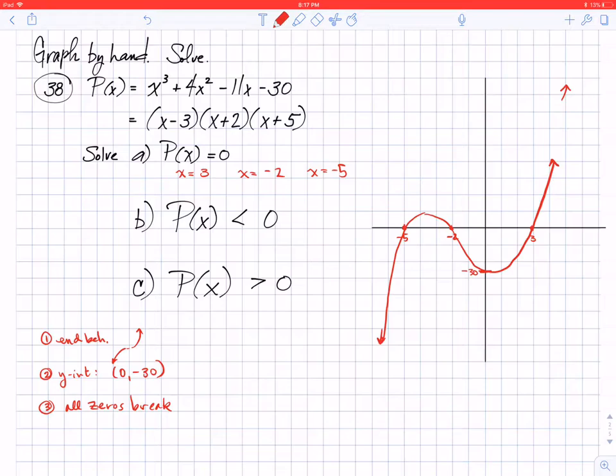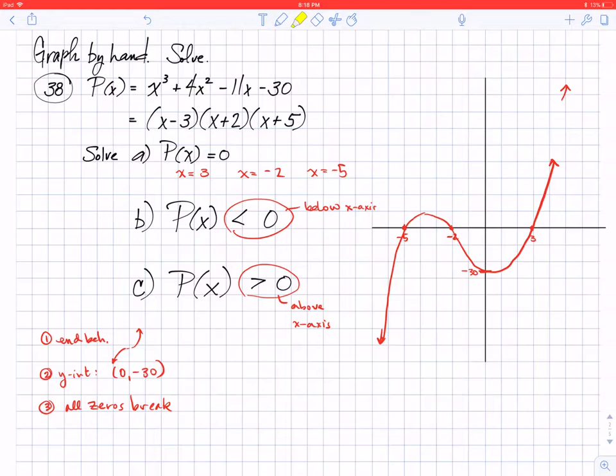Now part B is asking us, where is p of x less than 0? Okay, so let's look at this. Part A is, where is p of x equal to 0? We know that equal to 0 is on the x-axis. So we're going to visit Sesame Street here. We have on the x-axis. Less than 0 is below the x-axis. And then greater than 0, these are positive numbers. This is going to be above the x-axis.